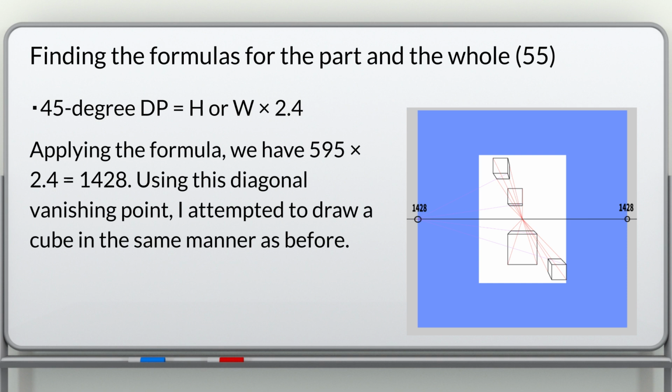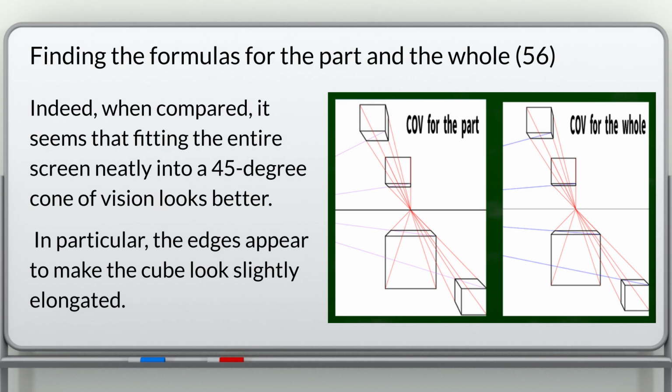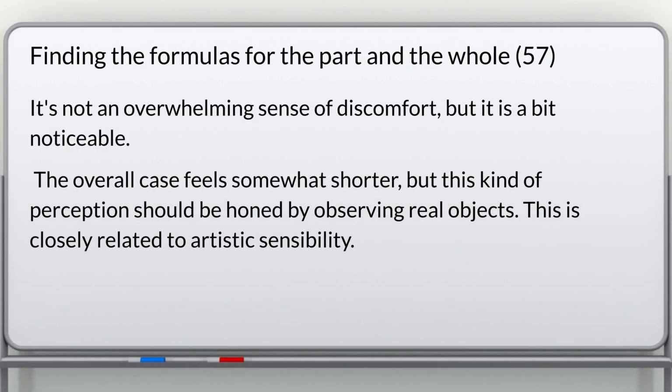Using this diagonal vanishing point, I attempted to draw a cube in the same manner as before. Indeed, when compared, it seems that fitting the entire screen neatly into a 45-degree cone of vision looks better. In particular, the edges appear to make the cube look slightly elongated. It's not an overwhelming sense of discomfort, but it is a bit noticeable. The overall case feels somewhat shorter, but this kind of perception should be honed by observing real objects. This is closely related to artistic sensibility.